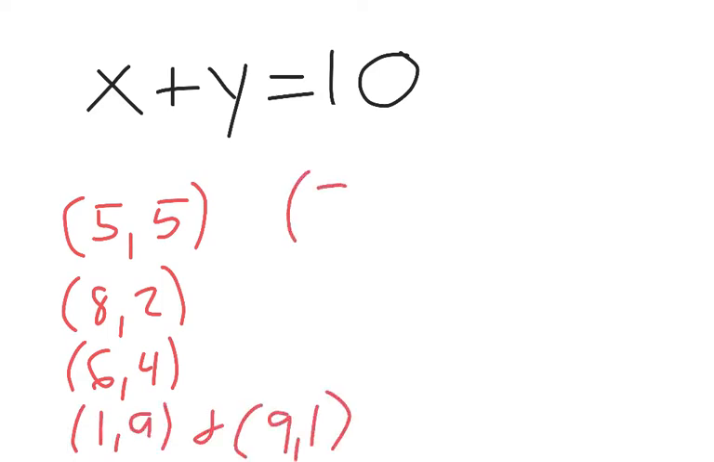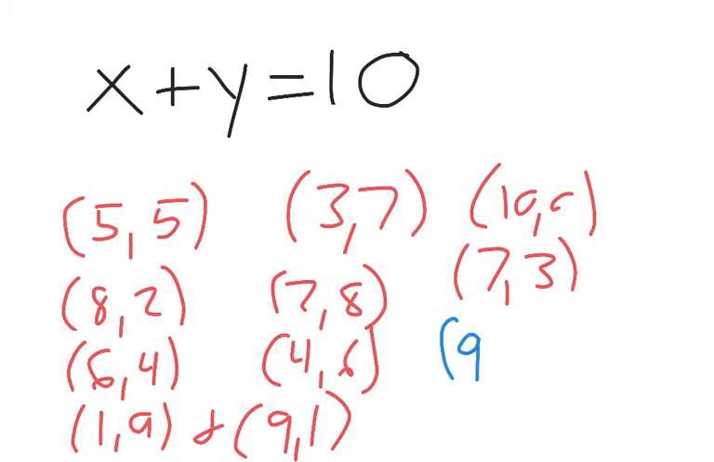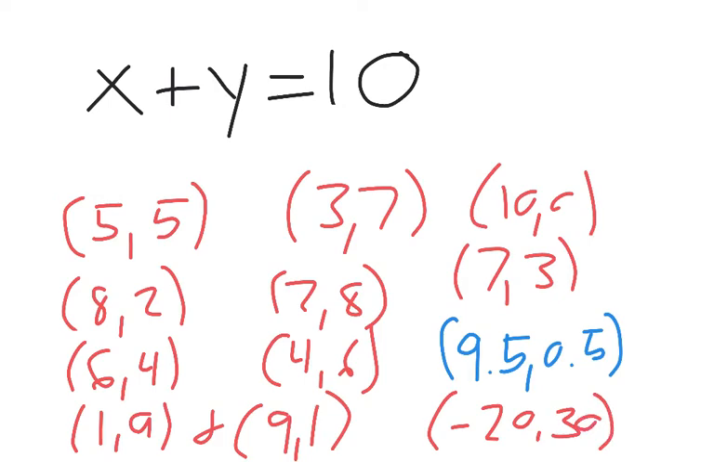Okay, 3 and 7. 2 and 8. 4 and 6. 10 and 0. 7 and 3. 9 and 1. We've got 9 and 1 there already. What about 9.5 and 0.5? Yeah, that's what I was thinking. What about negative 20 and 30? How many different answers can I write for this equation? There's an infinite number of answers.